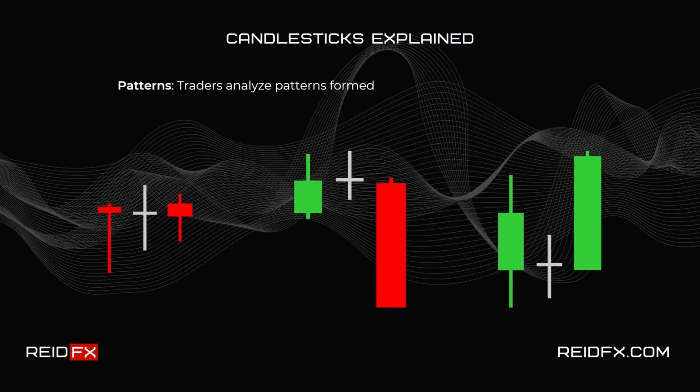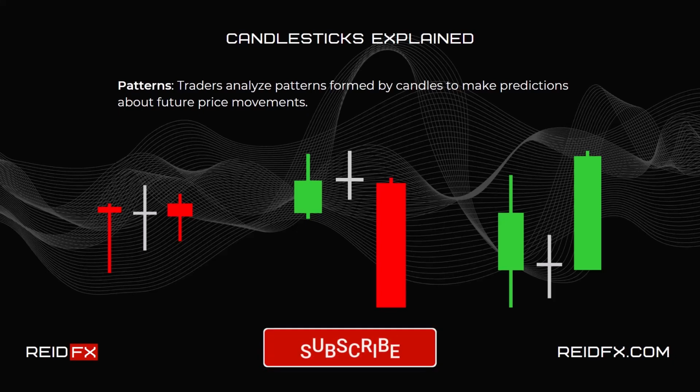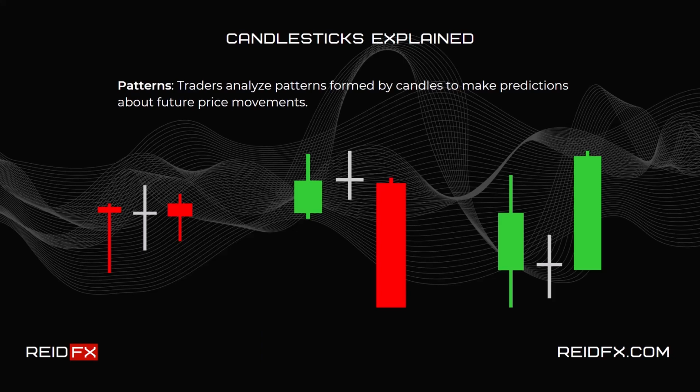Finally, the last thing you should know about candlesticks is that they are used in patterns. Traders analyze patterns formed by candles to make predictions about future price movements. Now candlestick patterns come in many forms. You can have a single candle pattern. In other words, one candle on its own is a pattern. You can have combinations of candles like the ones you see on the screen now, where multiple candles together make a pattern. And this is part of technical analysis, which we'll start to cover in the next lessons.